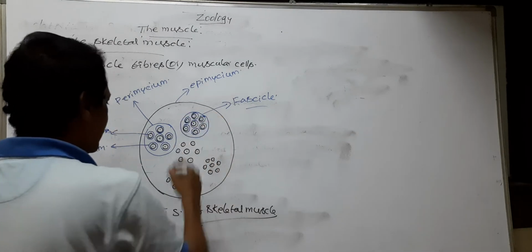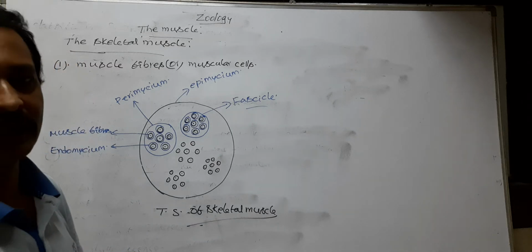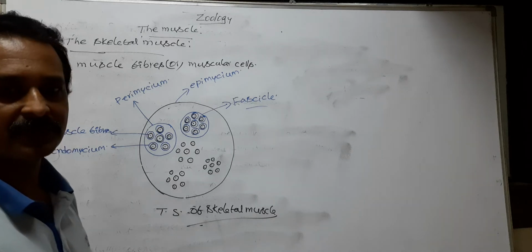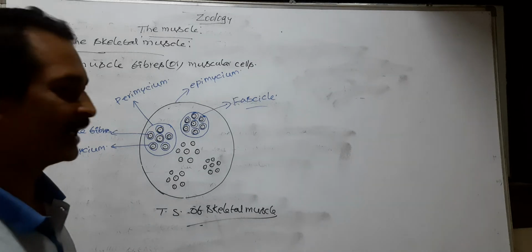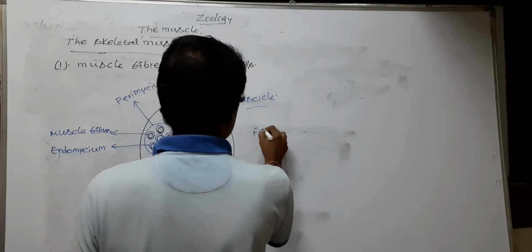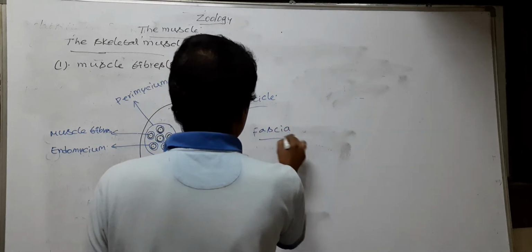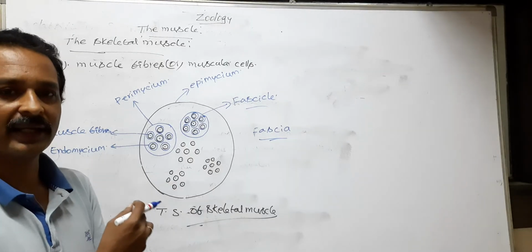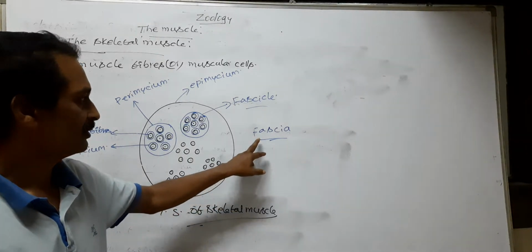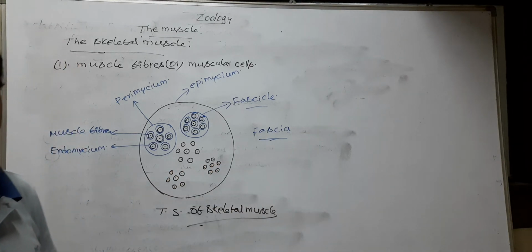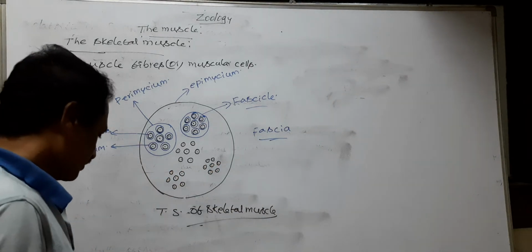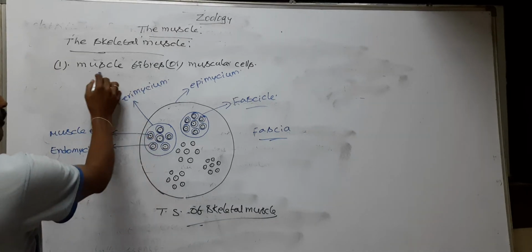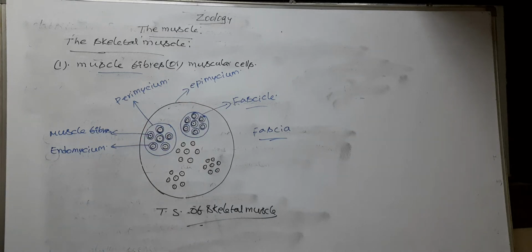Next, each fascicle is enclosed by a fibrous connective tissue sheath called fascia. Each fascicle is also enclosed by a connective tissue sheath called fascia. Next, the structure of a muscle fiber or muscular cell.